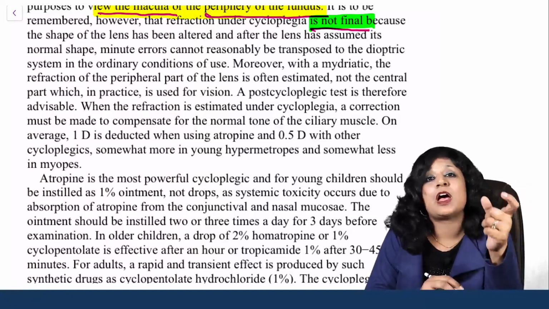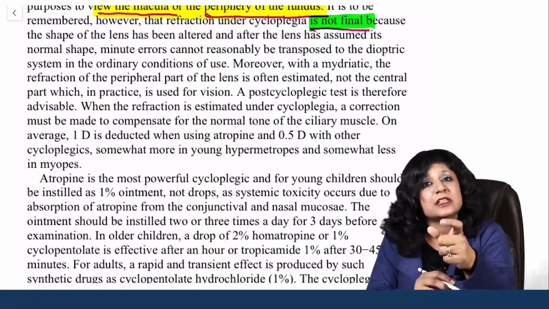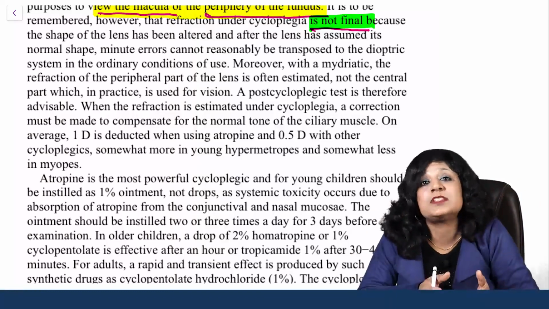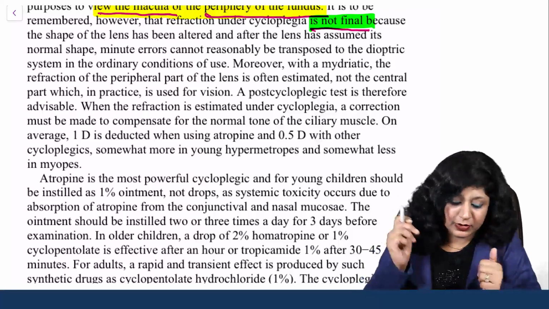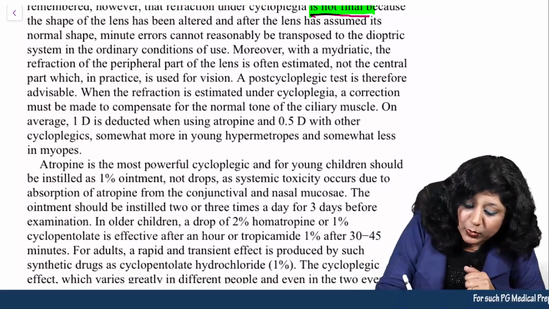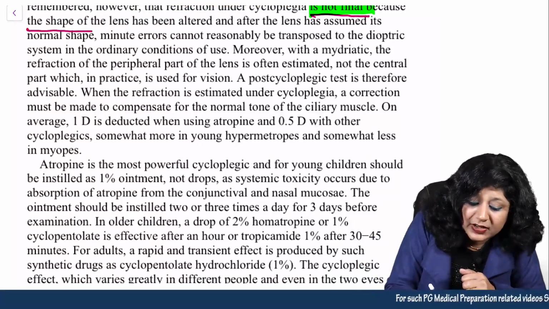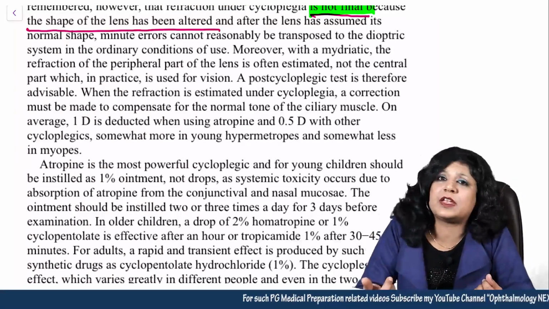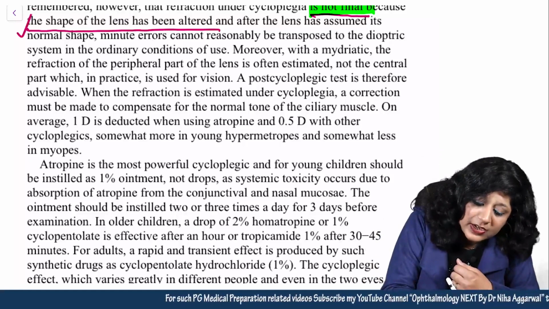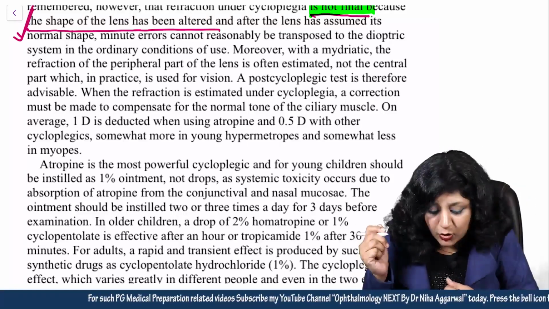So obviously you have to wait for a certain period till the shape of the lens comes to its original position, and only then the findings that you get are your final one. So the important thing is, if they ask you why you require the PMT, do you know PMT? It is a post-mydriatic test. Mostly we are doing it after 3 days. So you require it because you require the shape of the lens to be normal.